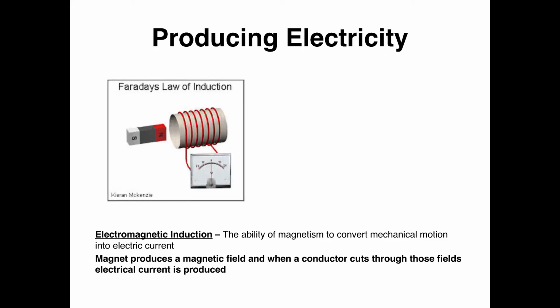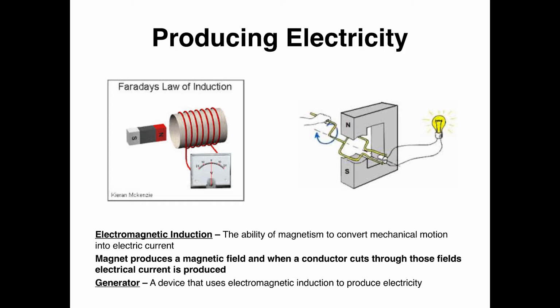So, for example, here on the left, you see this magnet. When you push that magnet inside the coil, this voltmeter will show that electrical current is produced. And that device is called a generator. It uses electromagnetic induction to produce electricity.